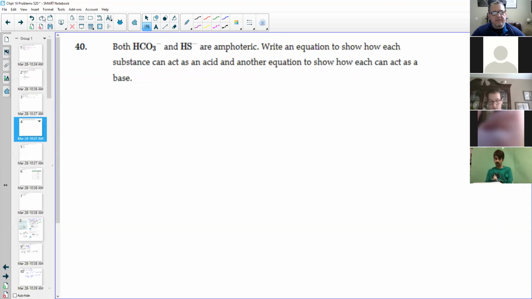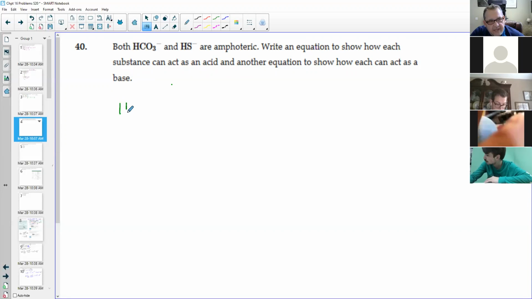All right, so going to question 40. It says that bicarbonate and hydrogen sulfide are amphoteric. Write an equation to show how each substance can act as an acid or base. So amphoteric means something that's capable of working as an acid or a base. And just like we showed that water could be a proton acceptor or a proton donor just a moment ago, these are compounds that have similar behavior.